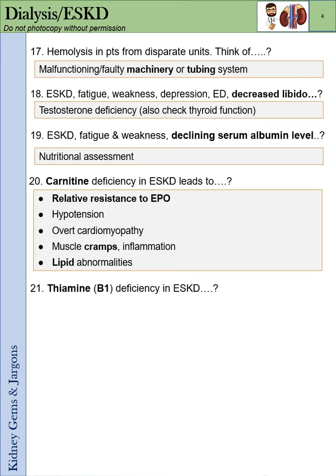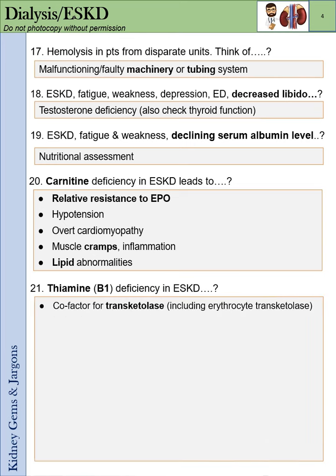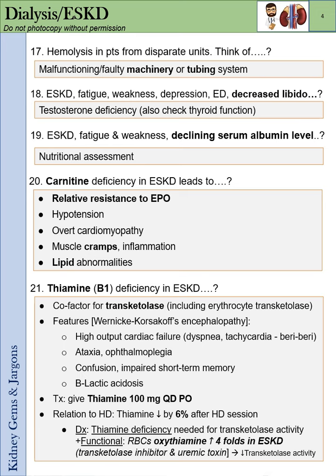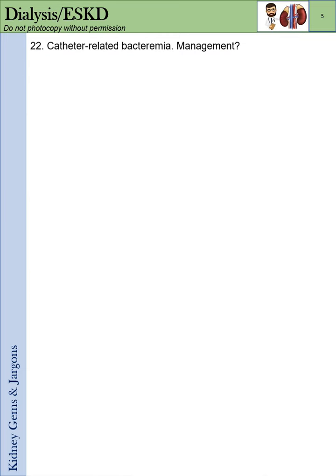Thiamine B1 deficiency in end-stage kidney disease. Thiamine is the cofactor for transketolase, including erythrocyte transketolase. Features, if it's deficient: Wernicke-Korsakoff encephalopathy, heart failure with high cardiac output, which is beriberi, ataxia, ophthalmoplegia, confusion. Treatment: you just give thiamine 100 milligrams orally daily. Usually thiamine decreases by 6% after each HD session.